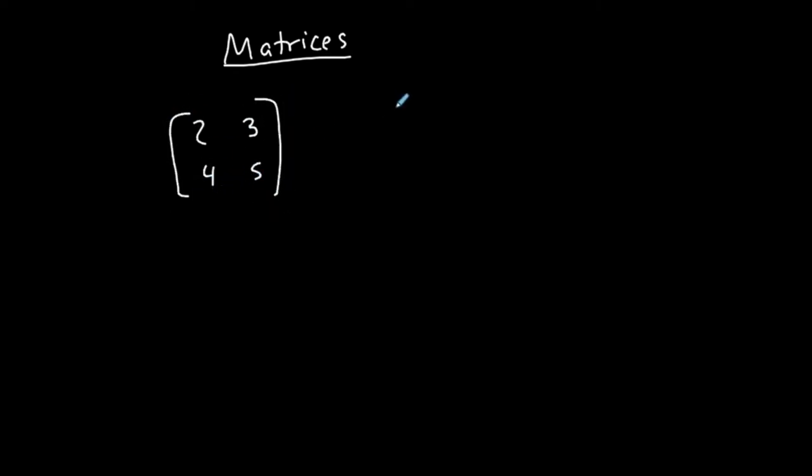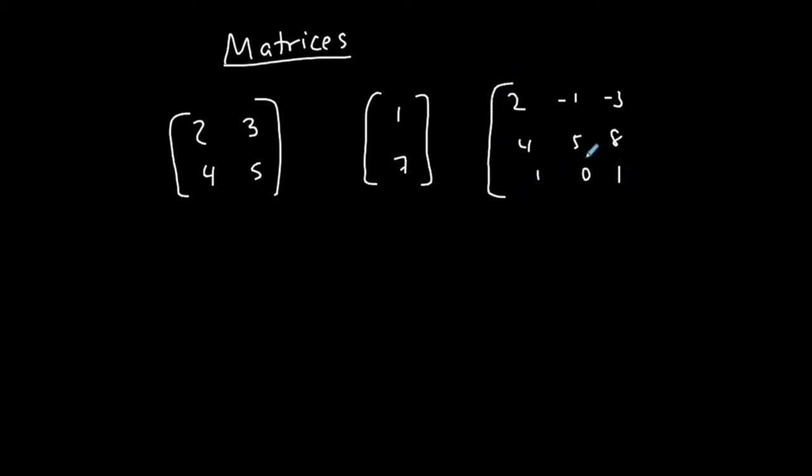All right, so I'm going to talk about matrices, and this is just very basic information regarding matrices. So, an example of a matrix, let me do a few matrices. 2, 3, 4, 5, 1, 7. 2, negative 1, negative 3, 4, 5, 8, 1, 0, 1. Three, seven, six, five, two, one, four, seven. So these are all different types of matrices.